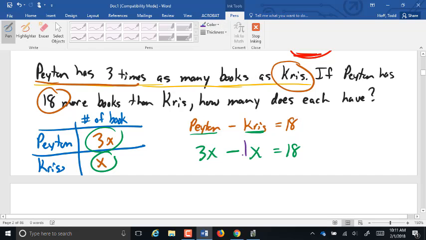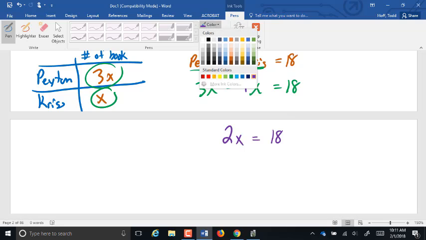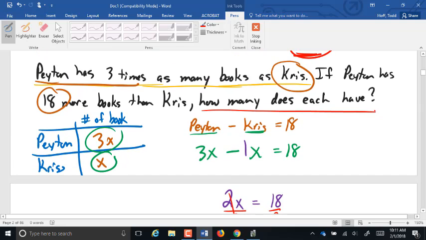Once again, it might be helpful to think of that as a 1X. So we have 3X minus 1X is 2X. That equals 18. And then divide by 2. X equals 9. Now that we know X equals 9, again, we have to make sure we go back and answer the question. The question was, how many does each own? Well, X equals 9. X is the number that Chris owns. Peyton was 3X. That'll be 3 times 9. That's 27. Peyton has 27 books.